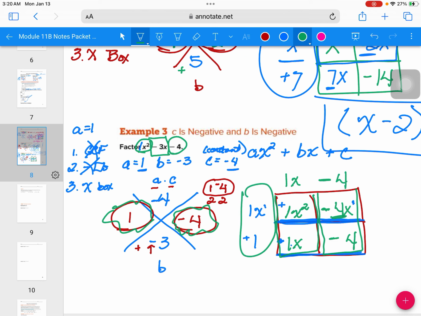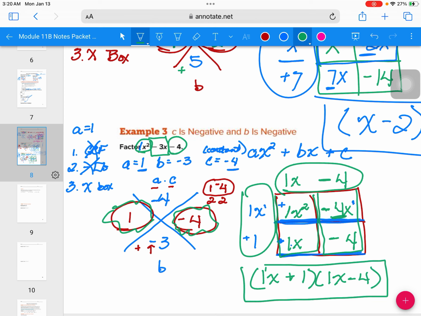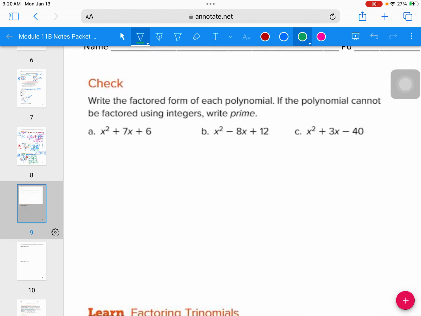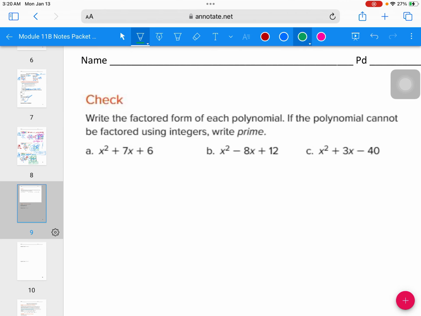So these are my two sets of factors, and you do need to rewrite them separately. So 1x plus 1 in parentheses times 1x minus 4. And that is the factorization of that trinomial. Okay, so these are the check.